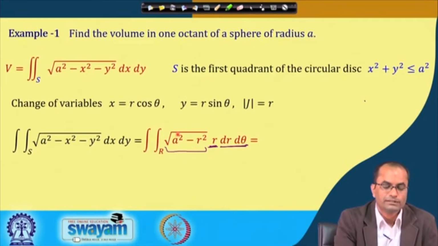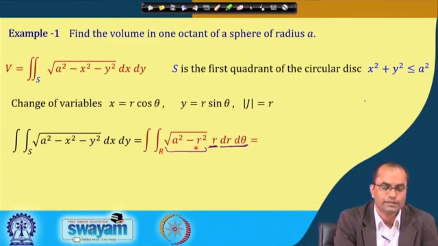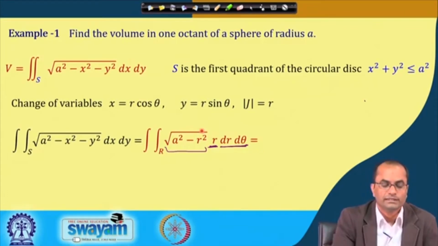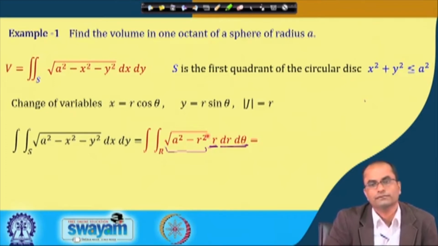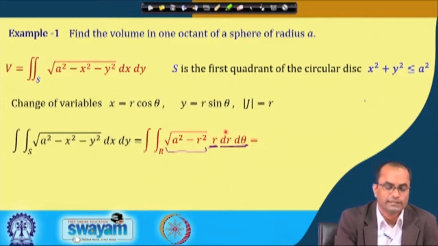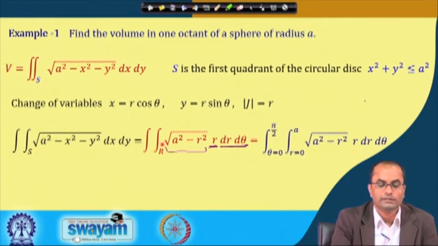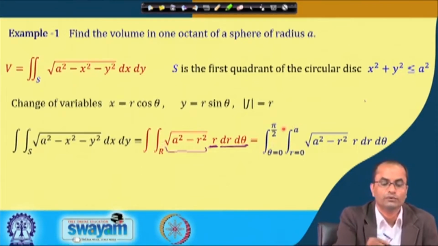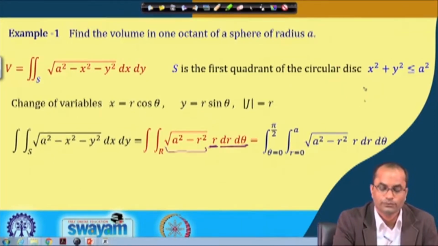Now, the evaluation is much simpler, because this r is sitting here, which if we substitute a square minus r square to some new variable t, then we will get precisely this r dr we can convert. We can easily evaluate the inner one. So, first the limits here for this r, what will be the limits? We have the circular disc in the first quadrant. So, meaning the theta will go from 0 to pi by 2 only.